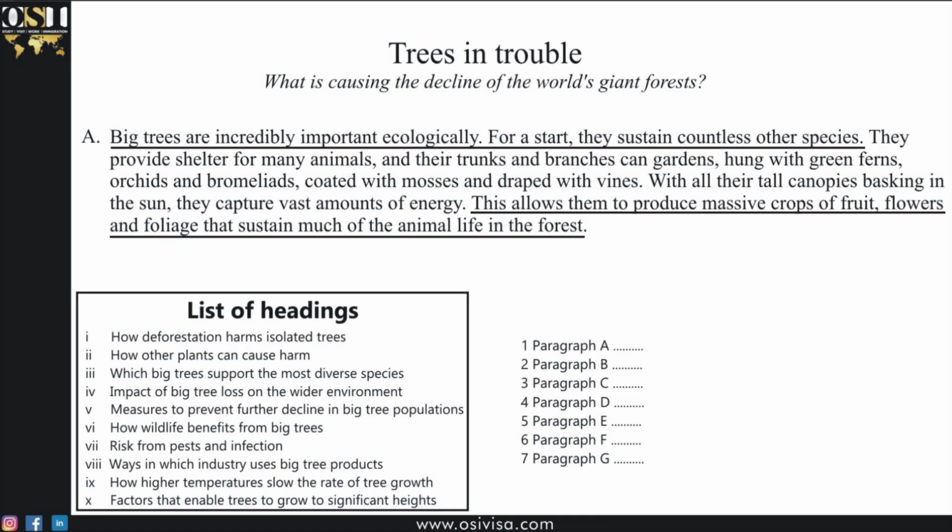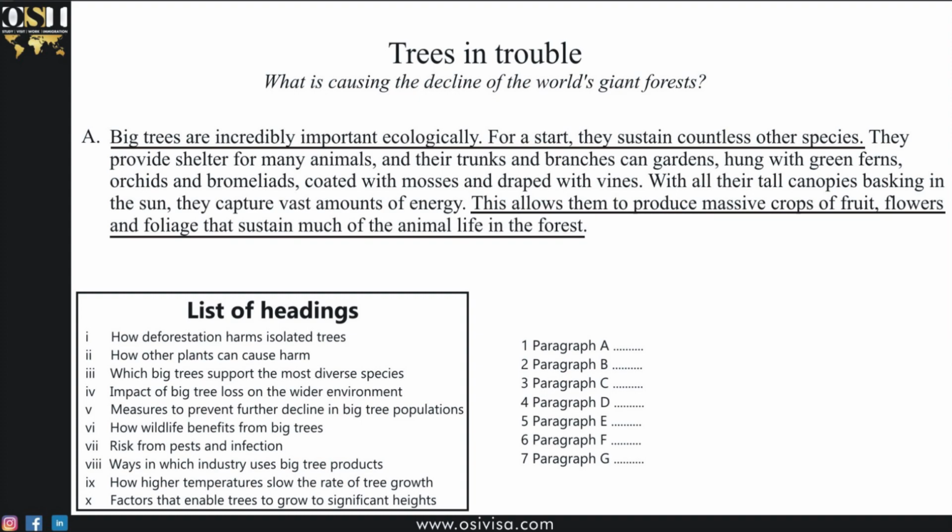questions. So the first paragraph, you can see we are going to read the first few sentences. It says, "Big trees are incredibly important ecologically. For a start, they sustain countless other species." Now, this reminds me of one of the headings that I saw in the list, but still I'm not going to be impatient. What I'm going to do is also read the last couple of lines over here as well. I've highlighted both of them so you can see.